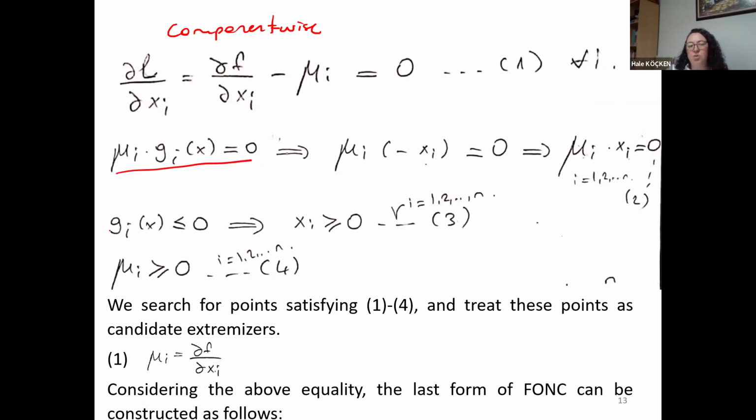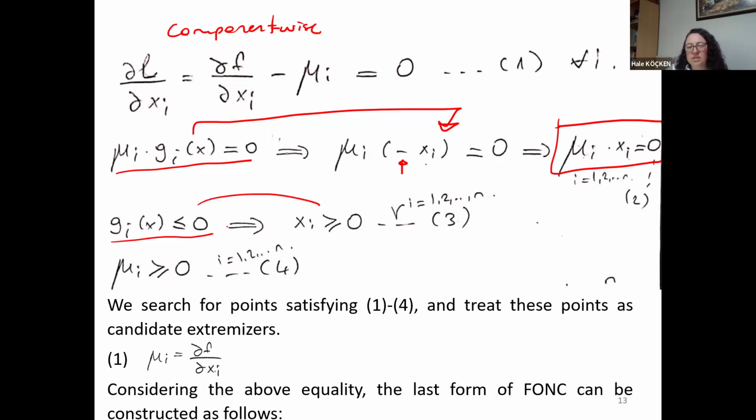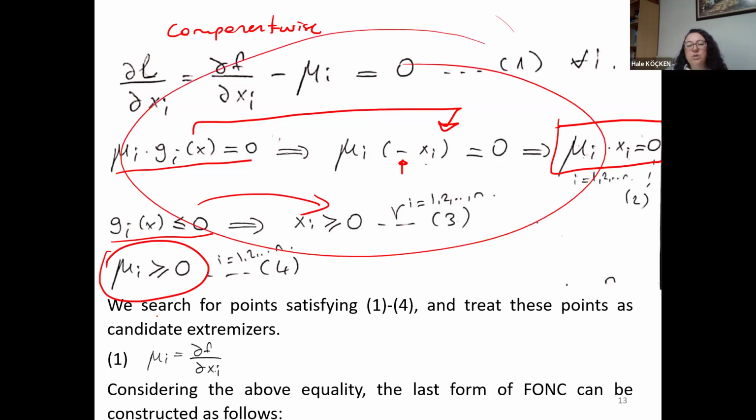Since you have the complementary equation, you can write this as -xi mu i equal to 0. You can drop the negative coefficient here. Then the original constraints, which are the non-negativity constraints. Of course, all the mu values will be greater than or equal to 0. So for these first order necessary conditions, we search for points from 1 to 4 and treat them as candidate extremizers. But we will simplify the form that we write here.